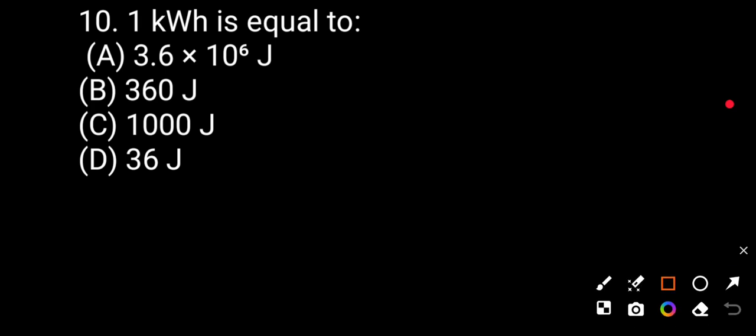Question number 10. 1 kilowatt hour is equal to 3.6 × 10^6 joule, 360 joule, 1000 joule, 36 joule. Correct answer will be 3.6 × 10^6 joule. Option A is correct.